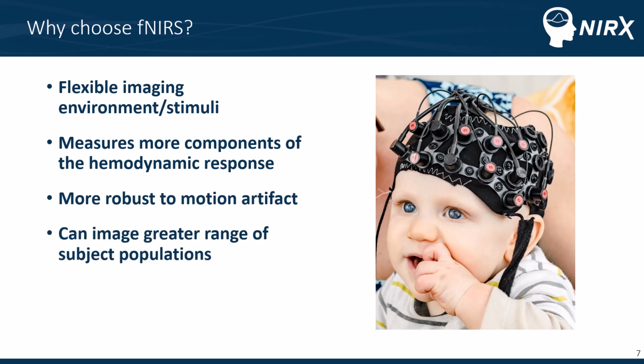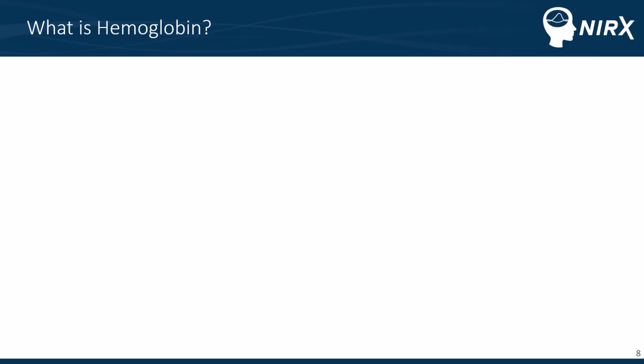It's more robust to motion artifact. Subjects can move with fNIRS. It can image a greater range of subject populations, so you can include awake children and infants, you can include people with developmental disabilities, people with shrapnel in their brains that might otherwise be excluded from fMRI imaging studies. It's more comfortable for subjects, and it's much lower cost. So while fMRI does have many advantages, fNIRS has certain advantages that may be more applicable to you and what you're studying. Okay, what is hemoglobin?